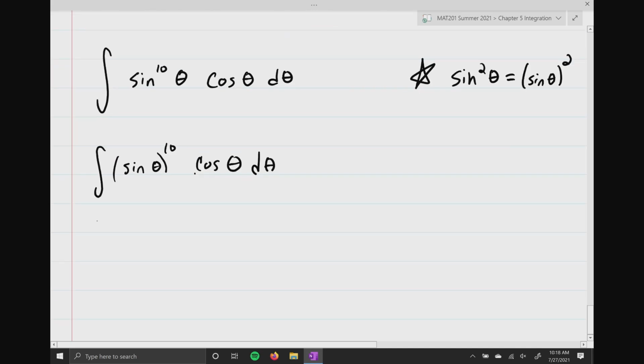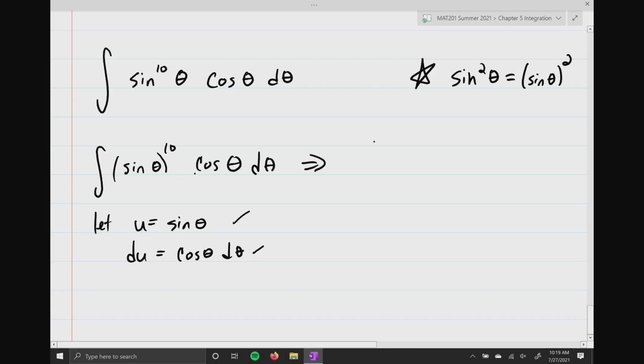So we're going to let u equal sine theta. Du is going to equal cosine theta d theta. Notice I don't have to worry about a constant or anything. There is no constant in front of the cosine of theta, so I don't have to worry about dividing anything. So I have sine theta, check. I have cosine theta d theta, check. We can go ahead and use U substitution.